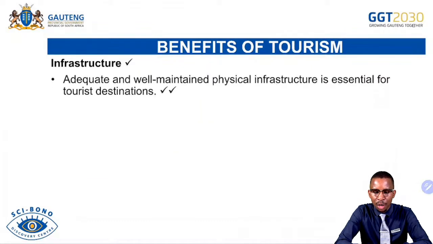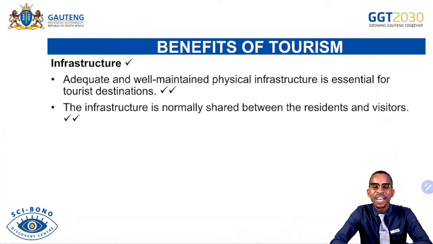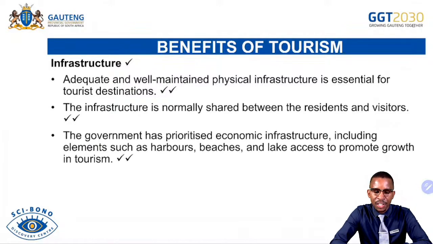Infrastructure. Adequate and well-maintained physical infrastructure is essential for tourism destinations. So infrastructure will be well-maintained because some other places are tourism destinations. The infrastructure is normally shared between residents and visitors. So this infrastructure benefits both local people and tourists.